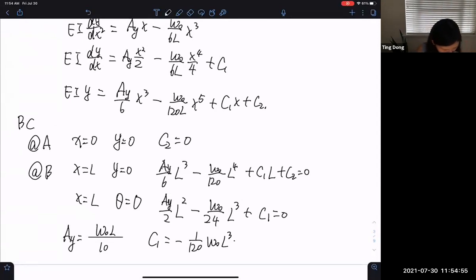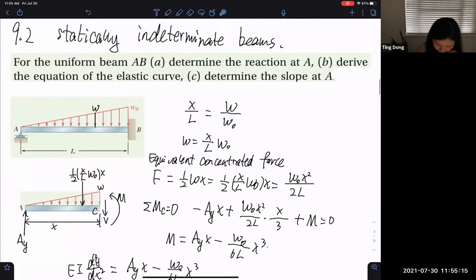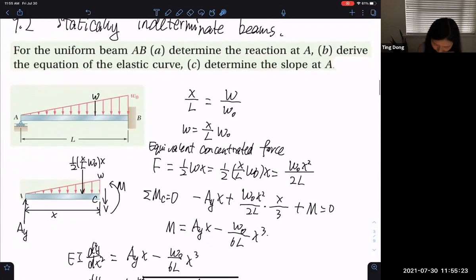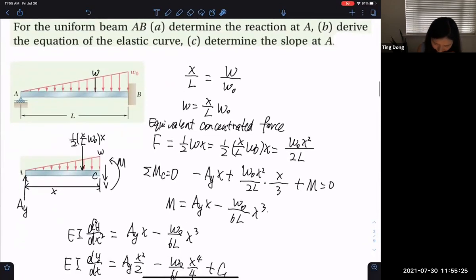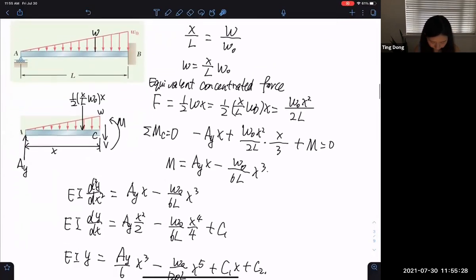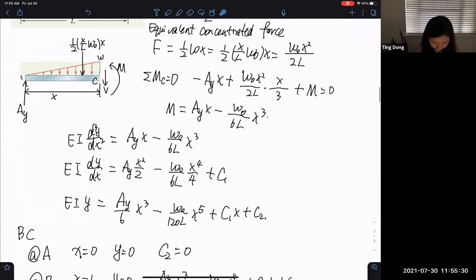So the question asks to derive the equation of the elastic curve. Of course, when we have C1, C2, and Ay, we have the elastic curve. And the second question, the first one, is to determine the reaction at point A. This is the reaction at point A. And questions A and B, we already solved. And for C, we need to determine the slope at point A. So of course we plug x equal to 0 into the slope equation.